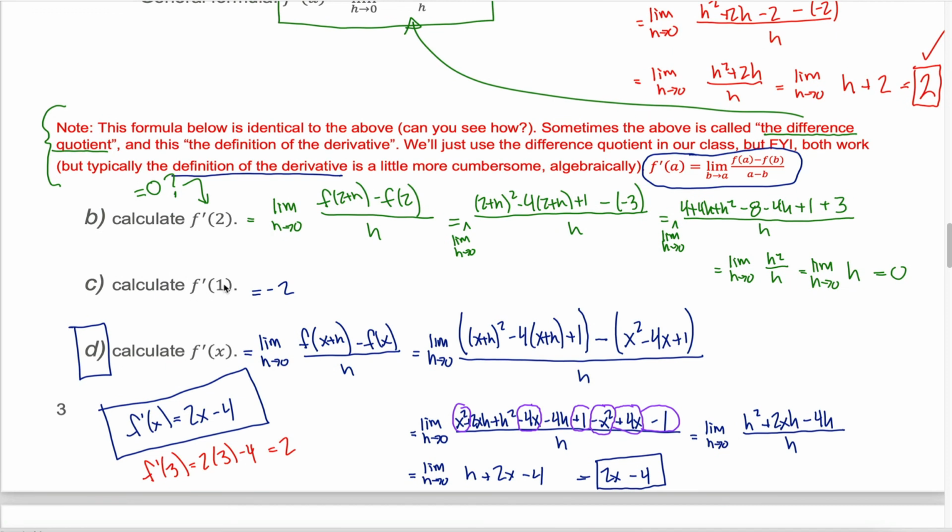What about f prime of 1? Put 1 into this machine. 2 times 1 is 2. 2 minus 4 is negative 2. Here's that answer of negative 2 that we calculated before. F prime of 2 being equal to 0. Here's another way you can verify that. 2 times 2 is 4, minus 4 is 0.